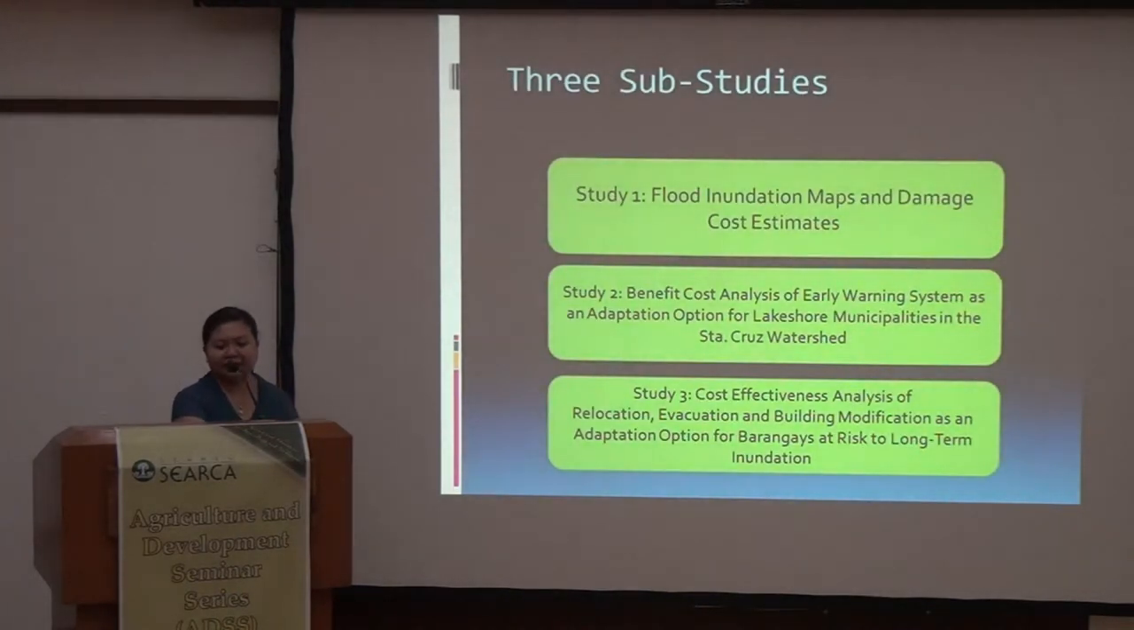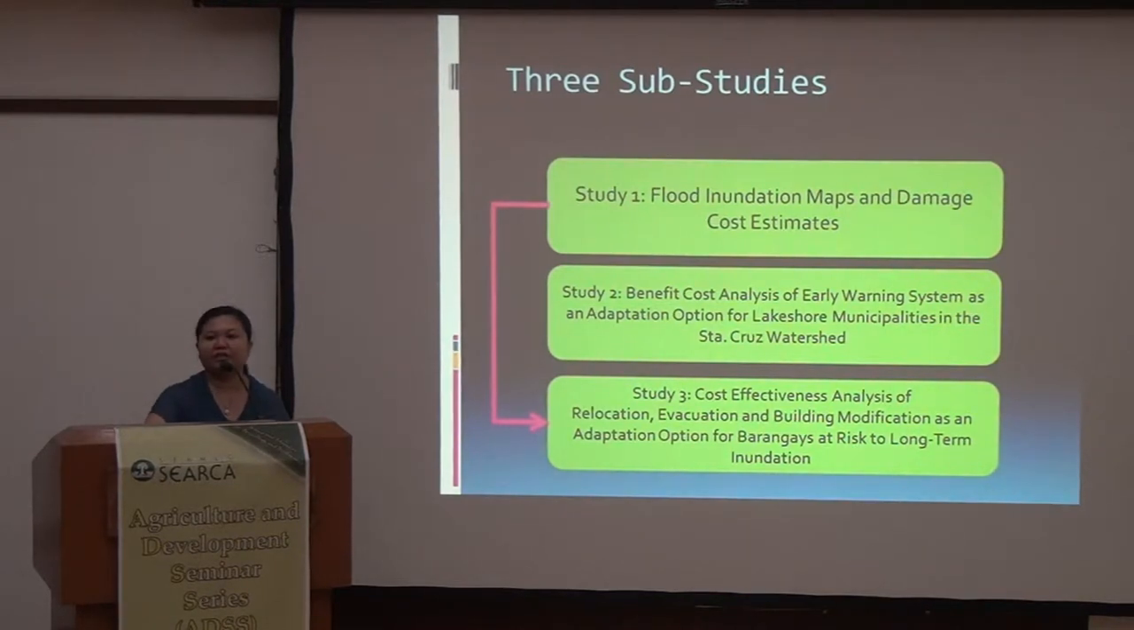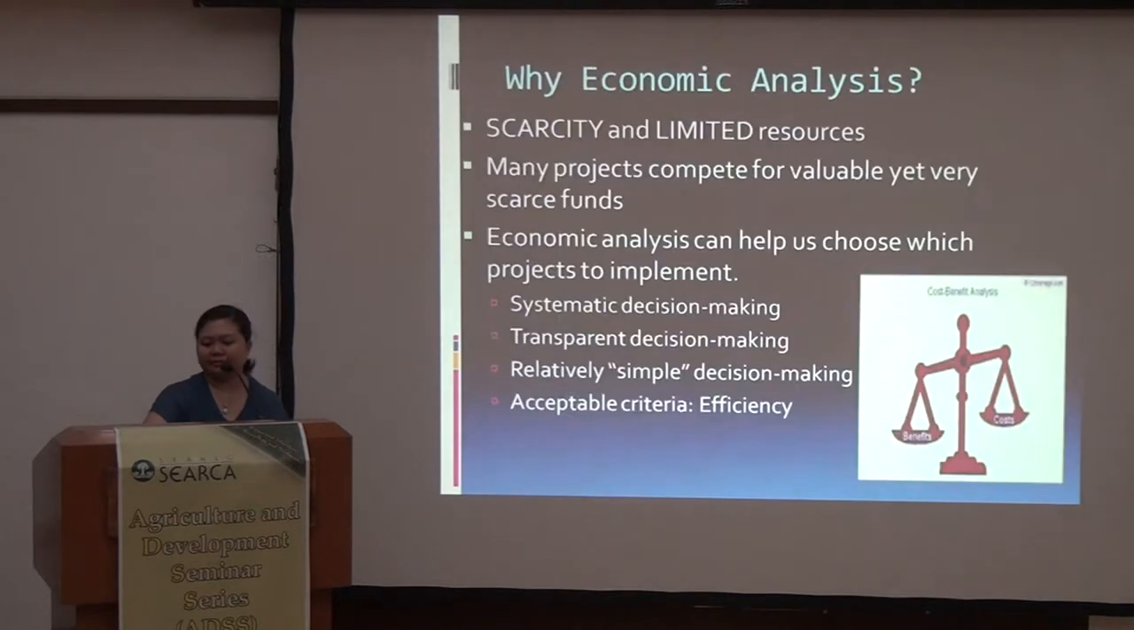So we had three sub-studies. First is projecting flood inundation maps and estimating damage costs. The second sub-study is the BCA of the early warning system. And the last study is the cost-effectiveness analysis of relocation, evacuation, and building modification. As you can see here also, the results of study 1 were used as an input for study 3.